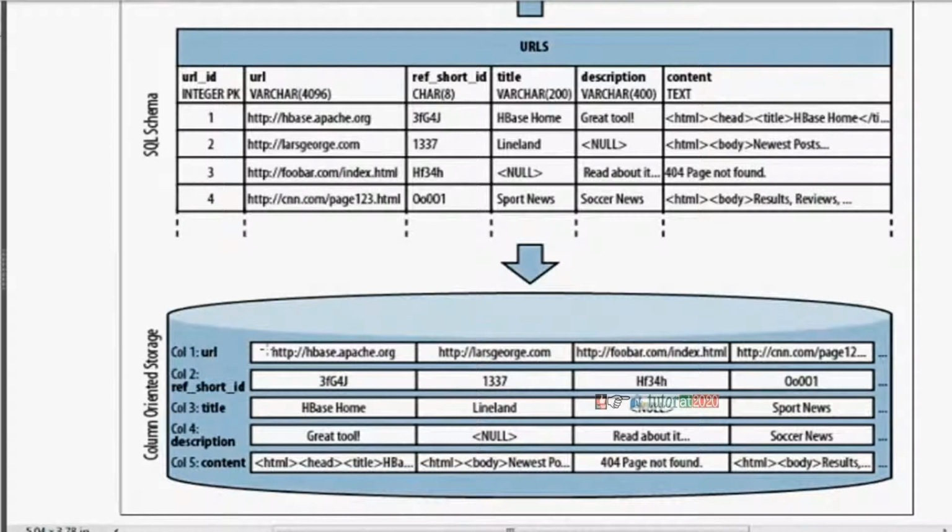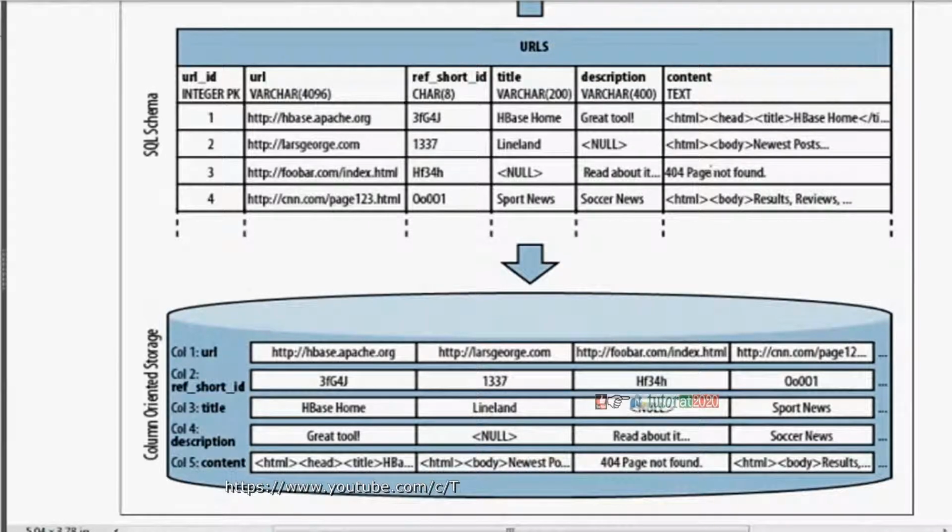Why are we using HBase? What is the reason? What are the use cases? Let's see one simple use case. For example, I want to know the details of a particular URL. The first column is the URL, the second column is the URL ID, the third column is the title, the fourth column is the description and content. This is my data. My requirement is to know the details of each particular URL.